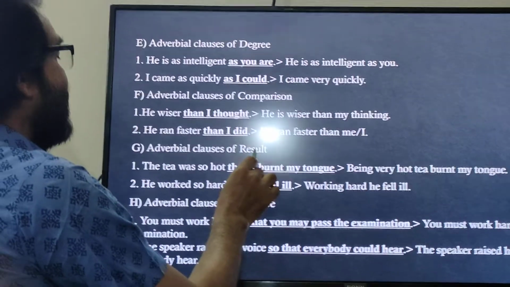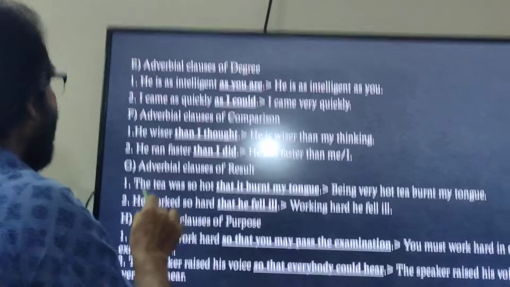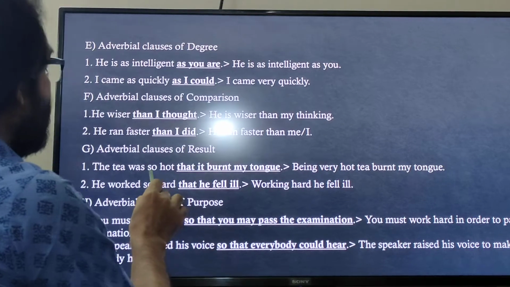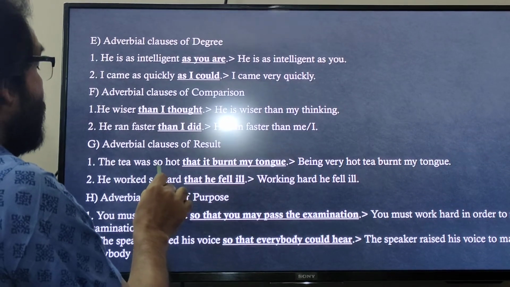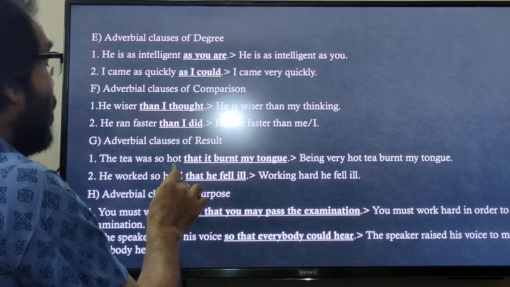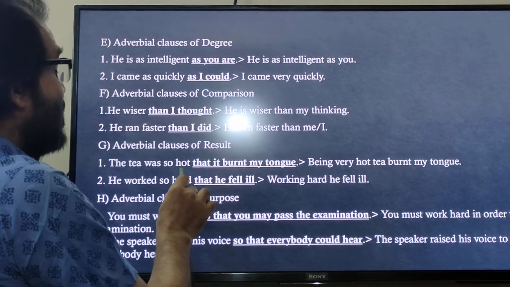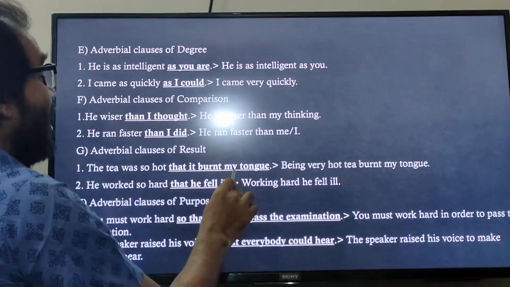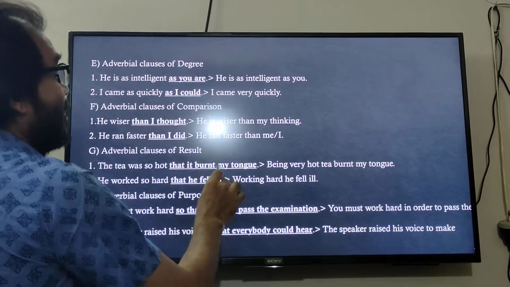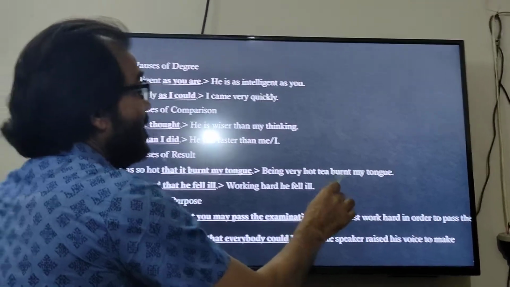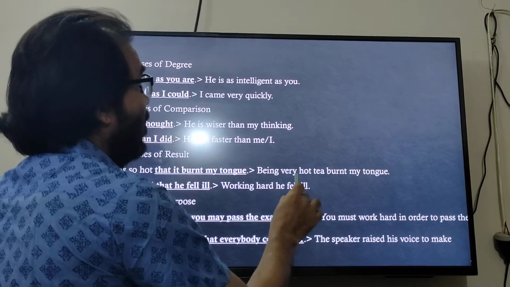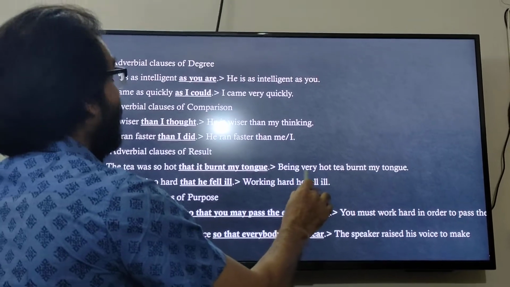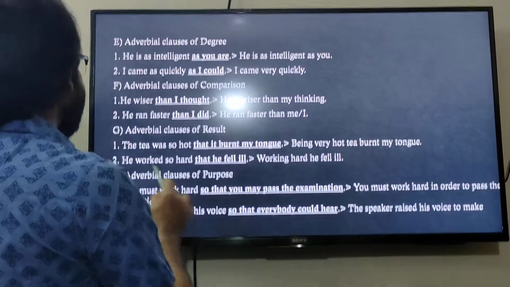Adverbial clause of result talks about the result. The tea was so hot that it burnt my tongue. So hot, the adverb and adjective. What is the result of this heat? That it burnt my tongue. This is the adverbial clause of result. Being very hot, tea burnt my tongue. Being very hot is the adverbial phrase, result phrase.